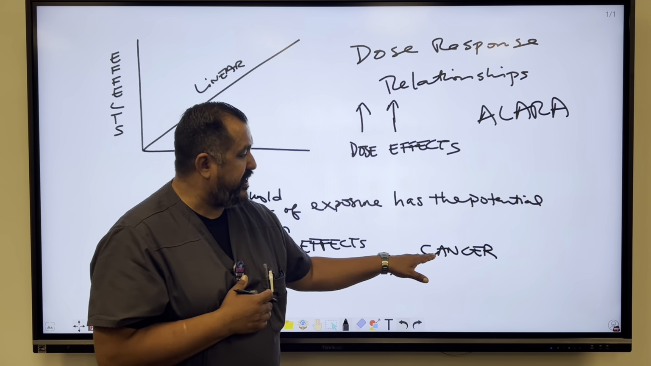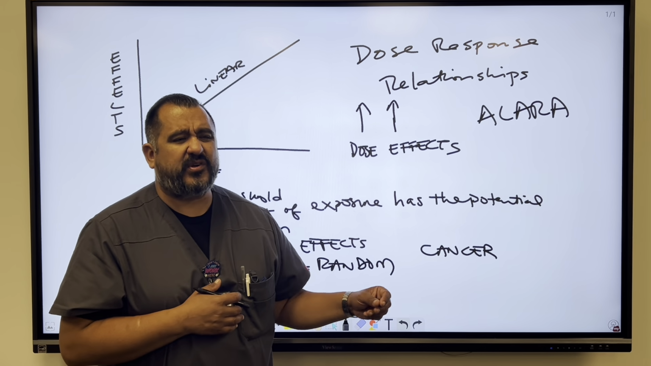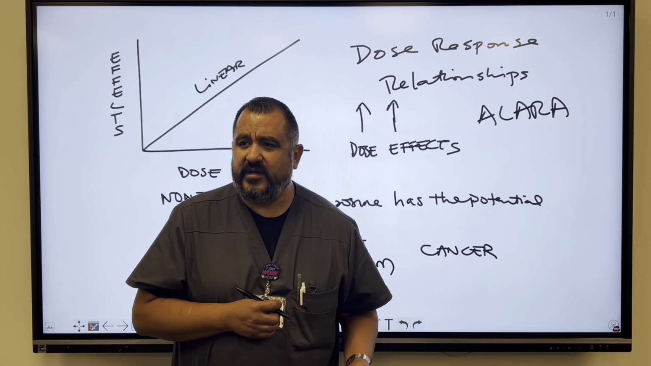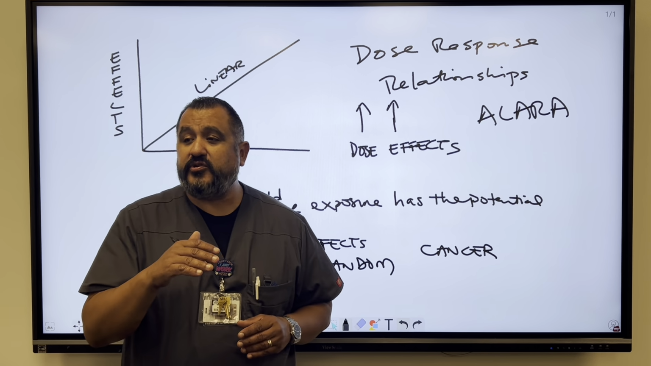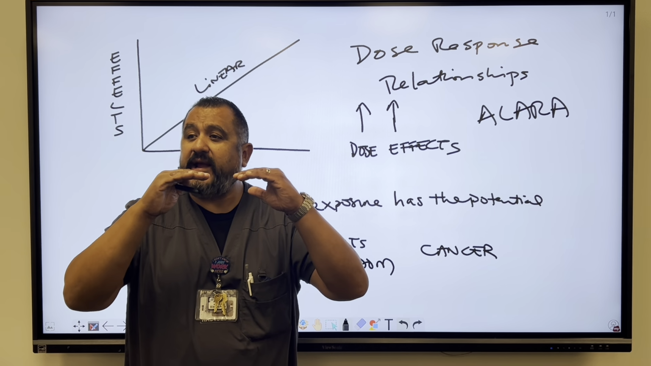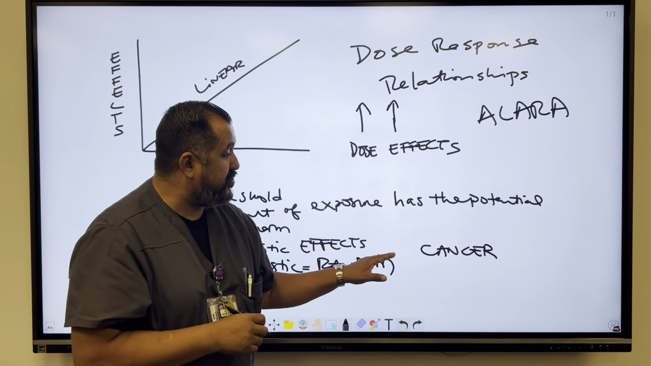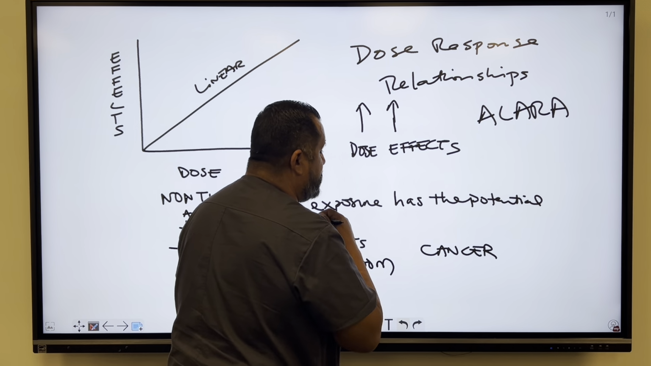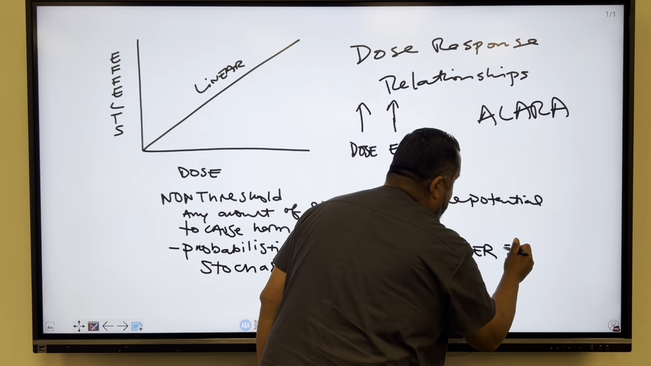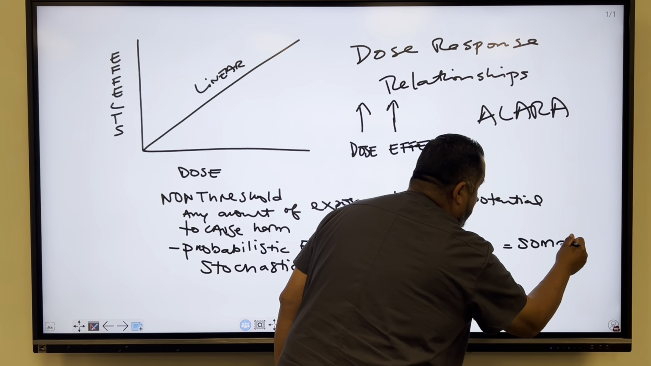So cancer, you guys, is going to be stochastic. It's hard to quantify. It's hard to measure. But they do know that the more exposure you get to radiation, the more the likelihood of cancer is going to increase. The risk of cancer is going to increase. So cancer is going to be a stochastic effect. But cancer is going to be related to the exposed individual.